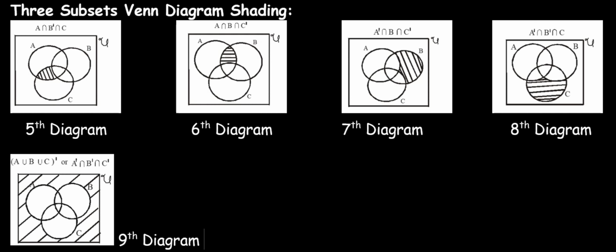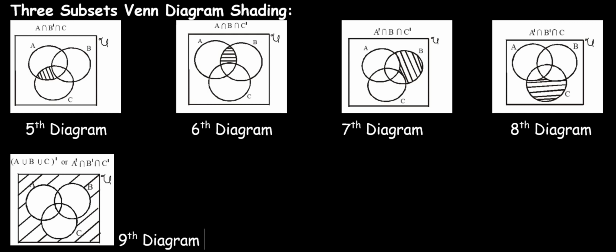And lastly, the ninth diagram there, if you look at it carefully, you will see that everything that has to do with A union B union C is not touched. It's only the outer part of it that is shaded, which is the universal set. So you say A union B union C, bracket open and close, complement shaded. Or you say A prime intersection B prime intersection C prime, shaded.